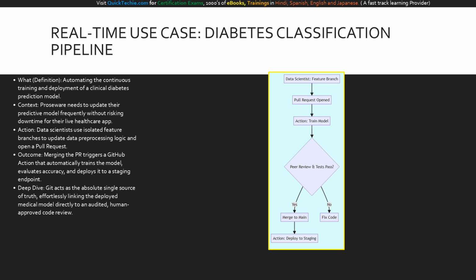Here is Prozware's end-to-end MLOps pipeline. The data scientist works on a feature branch and opens a pull request. This triggers the action to train the model. We hit our branch protection gate: do tests pass, and is the peer review approved? If yes, the code merges to main, which triggers the final deployment to staging. If no, the pipeline halts, protecting our application.